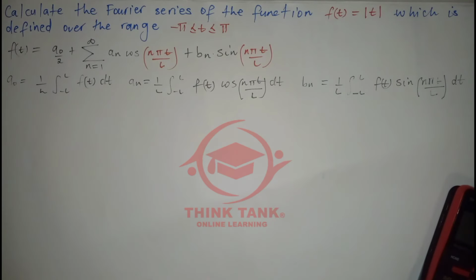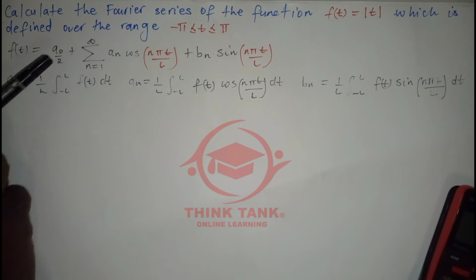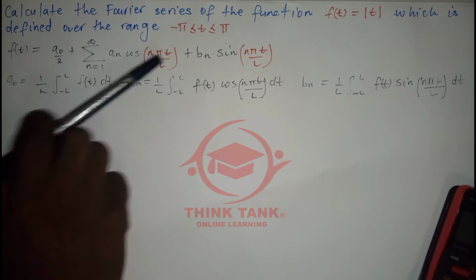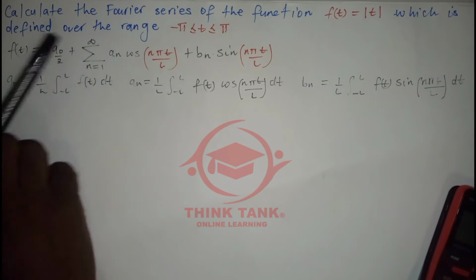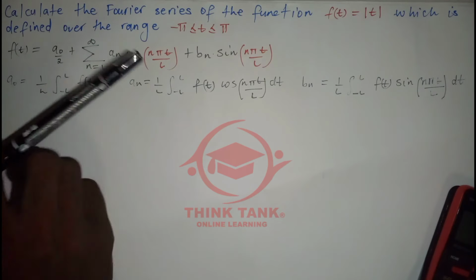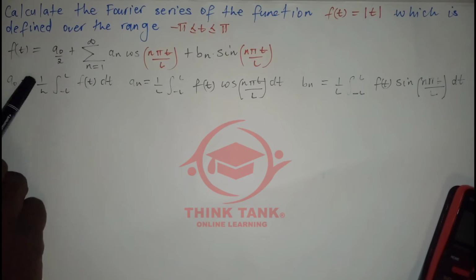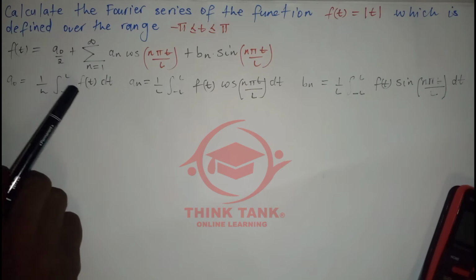So this is the formula for the Fourier series of functions: a naught over 2 plus the summation of a n cos n pi t over L. If the variable is x, remember whenever there's t, that is going to be x, plus b n. And now for the Fourier series coefficients, we have a naught. So a naught is 1 over L, integral from negative L to L, f of t dt.